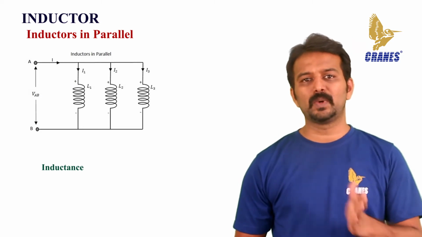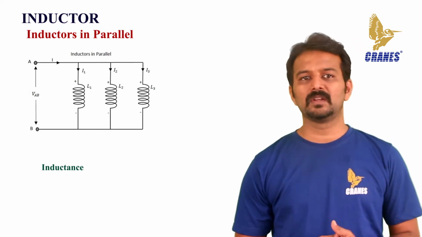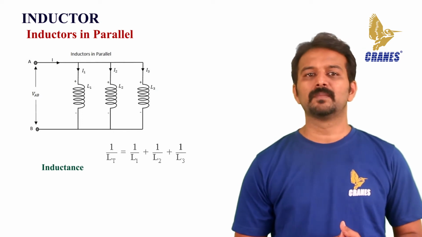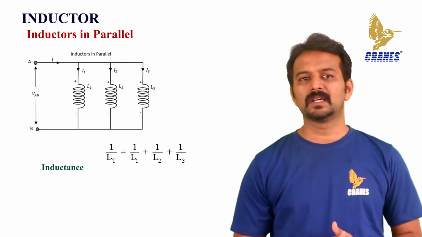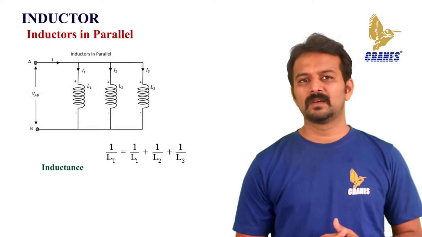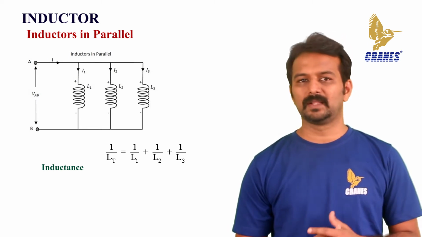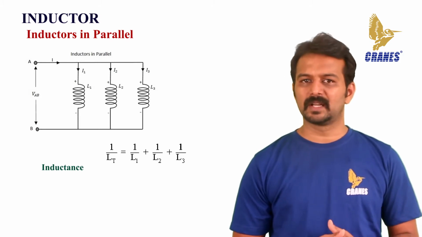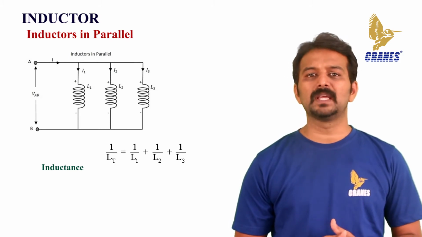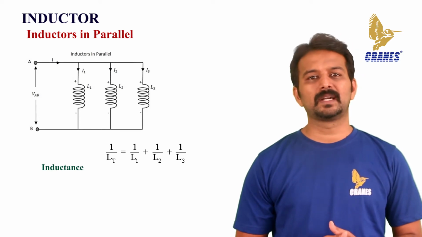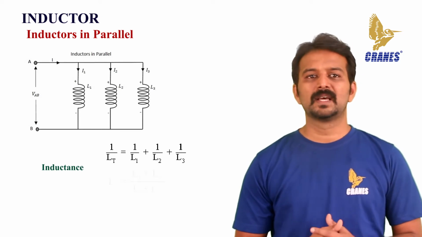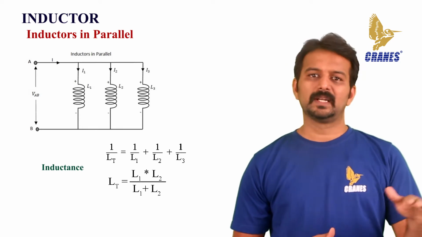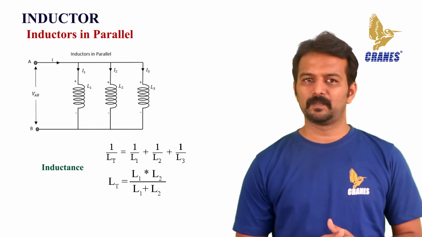If L1, L2, L3 are the inductances of the coils in the circuit, then the total inductance value of the network is given as 1 by LT equal to 1 by L1 plus 1 by L2 plus 1 by L3. From the method we have for calculating the parallel inductance, we can derive a simple equation for 2 inductors connected in a parallel network. It is LT equal to L1 into L2, divided by L1 plus L2.